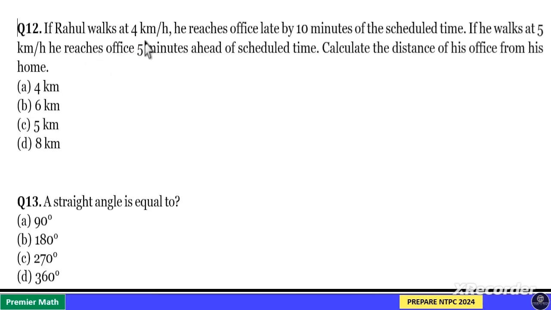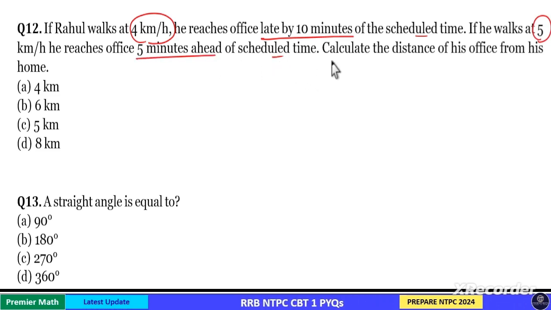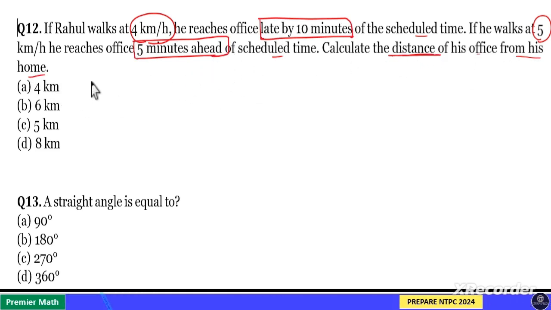If Rahul walks at 4 km per hour, he reaches office late by 10 minutes of the scheduled time. If he walks at 5 km per hour, he reaches office 5 minutes ahead of scheduled time. Calculate the distance of his office from his home. Here, there are two conditions. One is late by 10 minutes and the other is 5 minutes ahead. In both cases, distance is constant, that is from office to home. So when distance is constant, speed is inversely proportional to time.